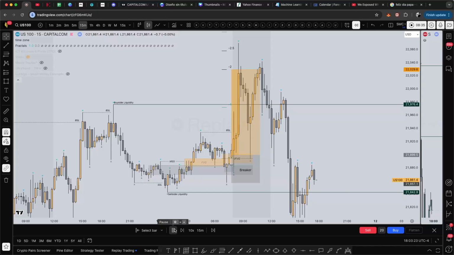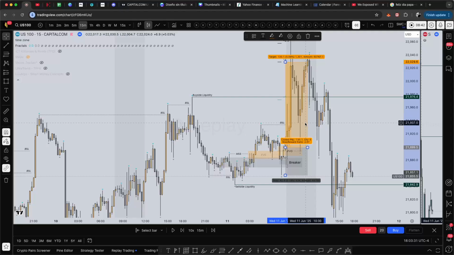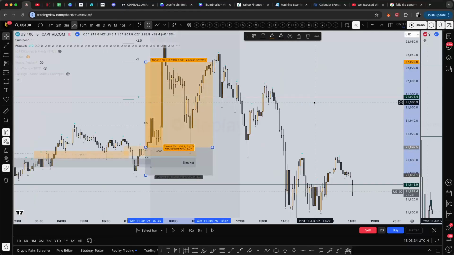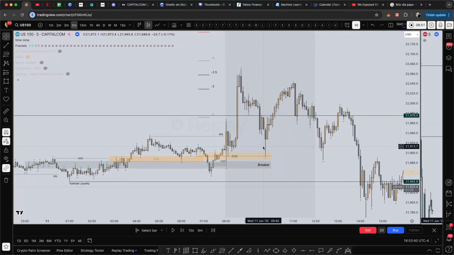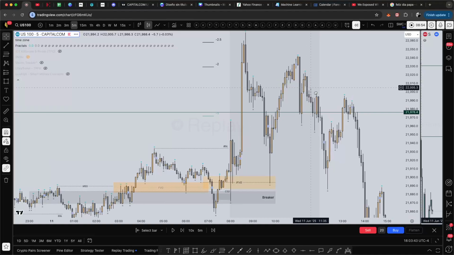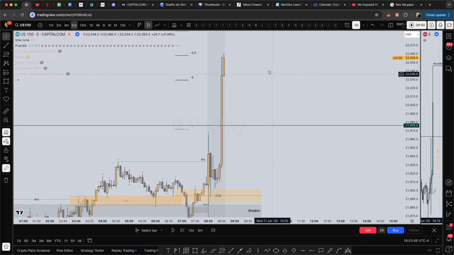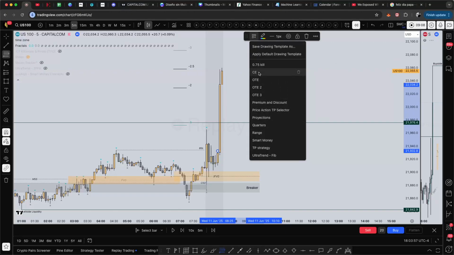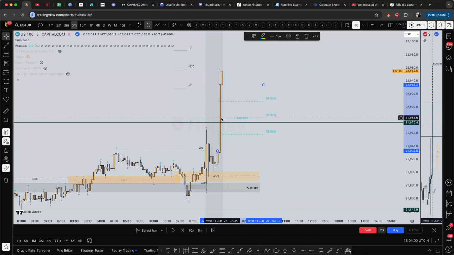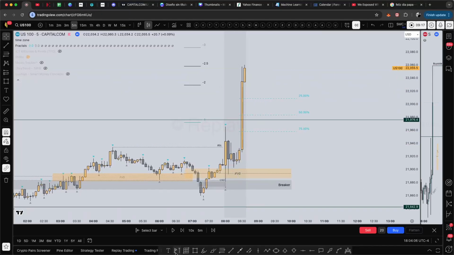Oh, basically, it was actually, hang on. It was this move. Yeah, I'm going to need to delete this. So this is the part. So after this push, after this big push to the upside, right? I marked up the 50% of this imbalance, right?